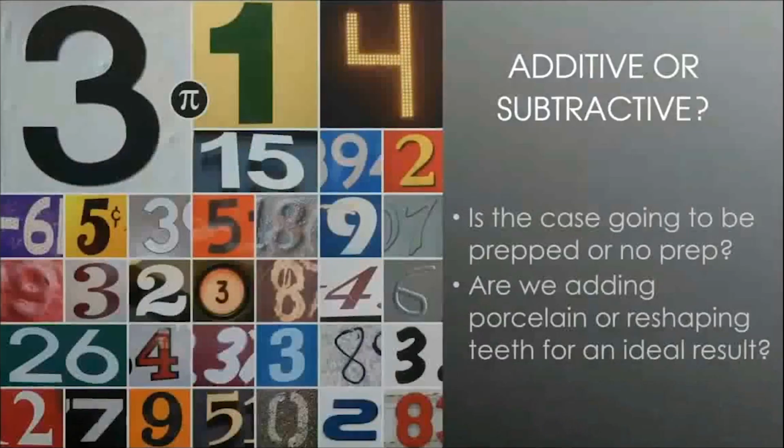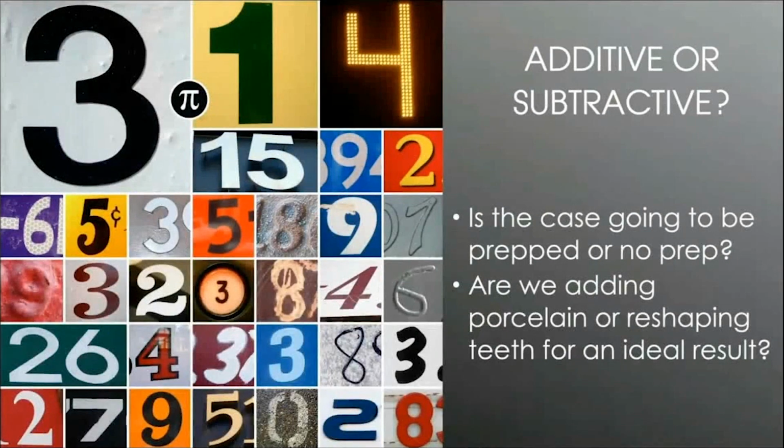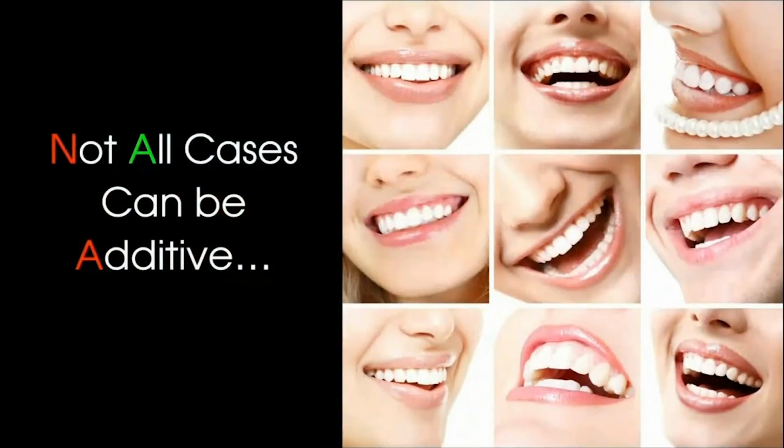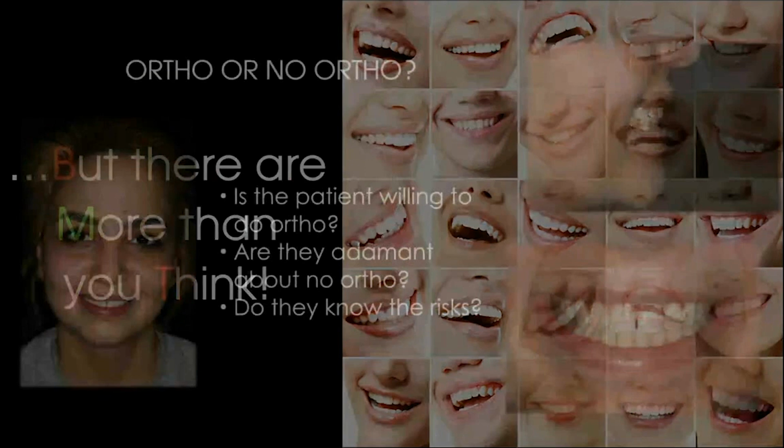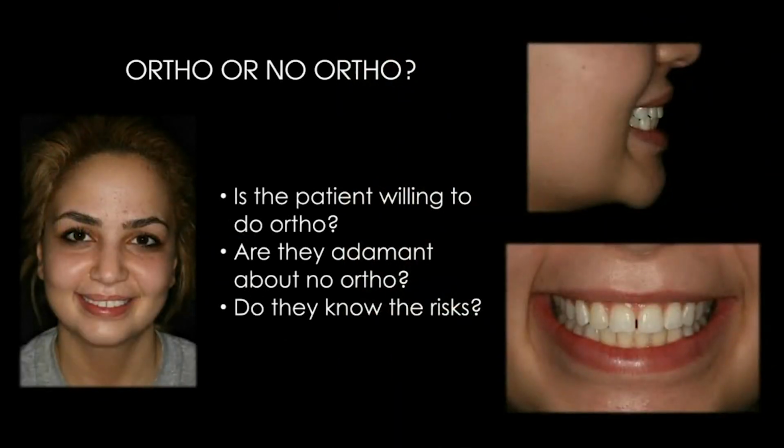Is this case additive or subtractive? Are you going to prep the case? Is there going to be reduction or no reduction, prep or no prep? Are we adding porcelain or reshaping teeth for an ideal result? Because not all cases can be additive. You'd be surprised that there are many more than you think, because half the aesthetic cases, the veneer cases that I do, are no prep or prepless.